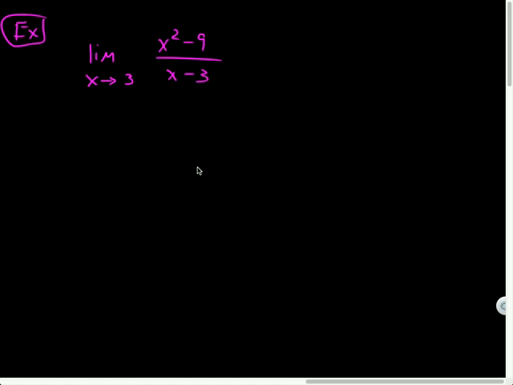So it doesn't exist. Is this a continuous function? No, because x is 3. It'll be 0 over 0. Oh my goodness, this is even worse. Not only is it 0 in the denominator, but it would be 0 in the numerator. So it's 1, 0, and undefined all at the same time.